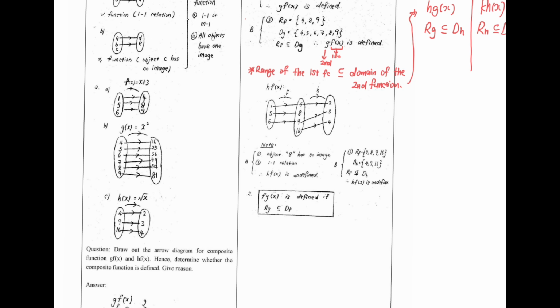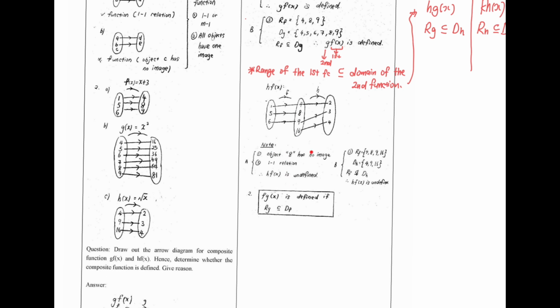Okay, that is a problem. This one is the object with no image. So object 8 has no image. You know, all objects must have an image in order to be a function. Composite function is also a function. Every object must have an image to make it a valid function.